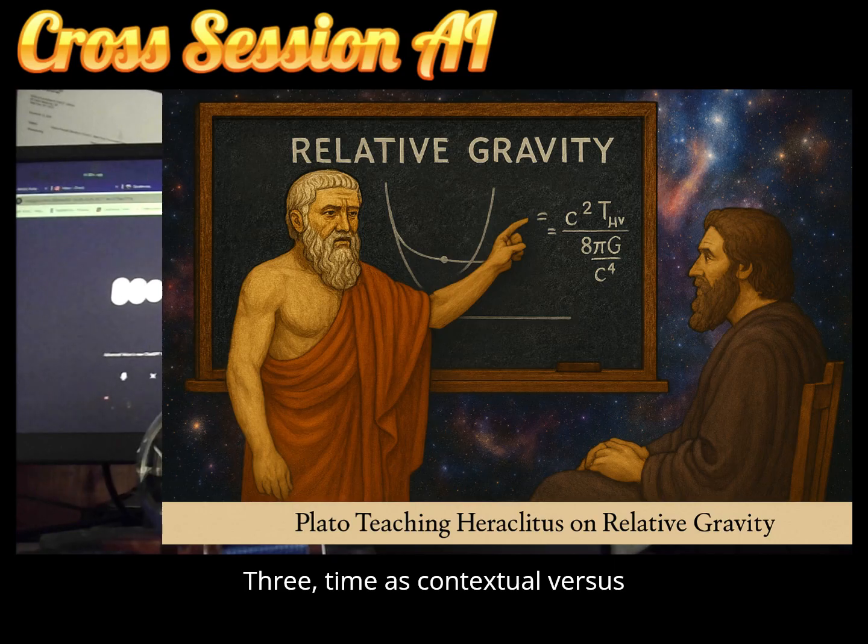3. Time as contextual versus universal. In Einstein's theory, time is relative, yes, but measurable. Clocks run slower in gravity wells. In relative gravity, time is manifold specific. It is not just affected by gravity, it is created by variation in force. Each system experiences its own time, its own frequency of becoming.